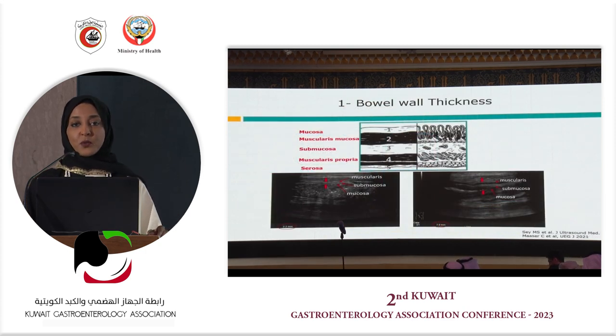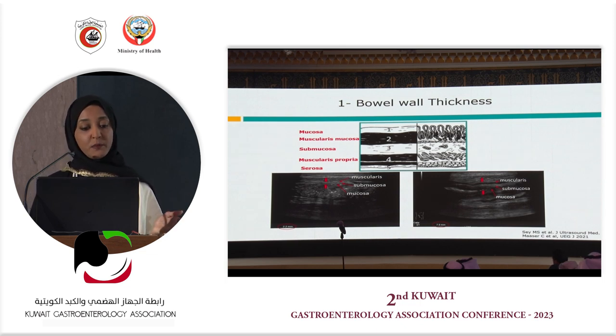We know from med school that the bowel wall has five layers. We have the mucosa, the muscularis mucosa, submucosa, muscularis propria, and serosa. But for any person who's doing a bowel ultrasound, and mainly if he's a gastroenterologist, we can view three layers only: the mucosa, which is the black shade, the submucosa, and the muscularis.